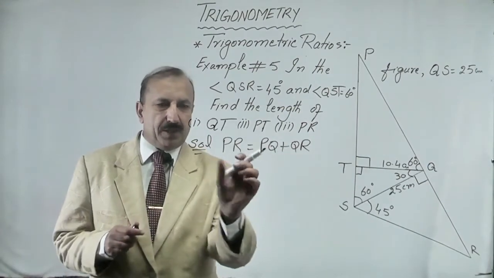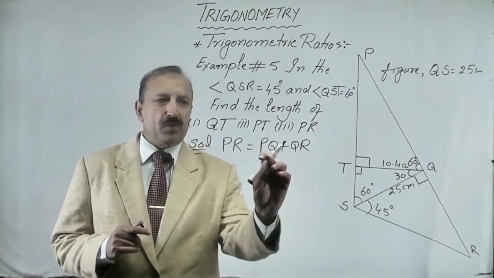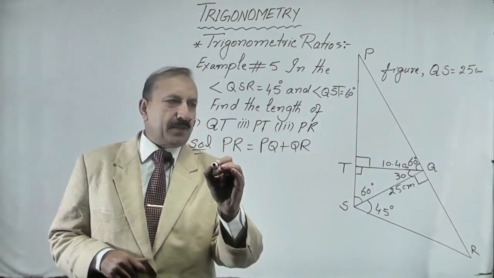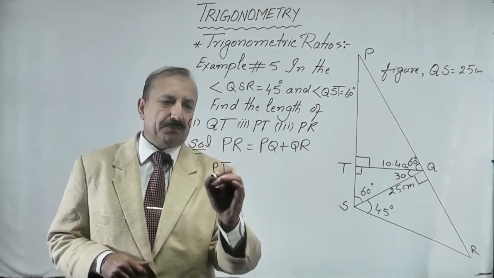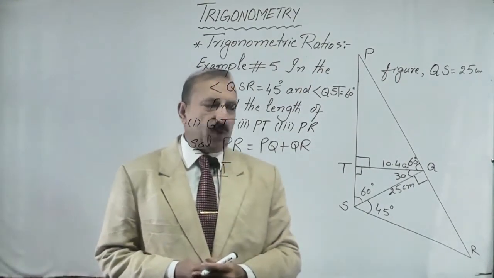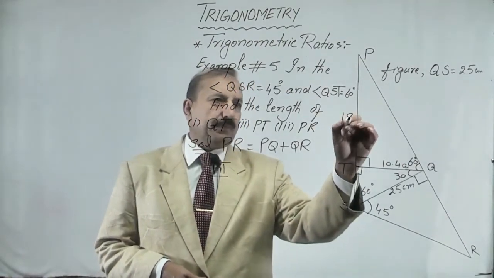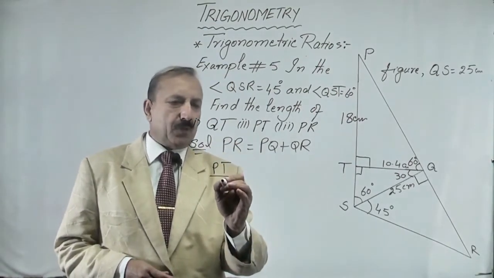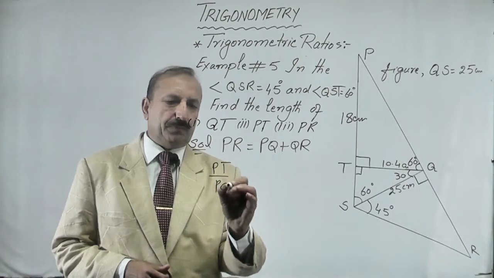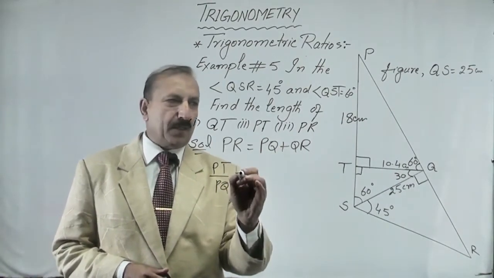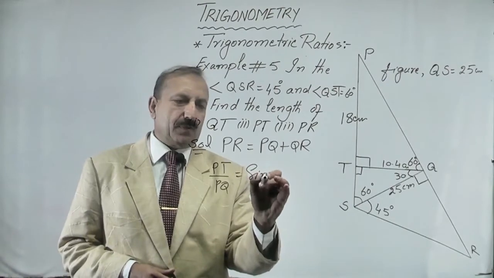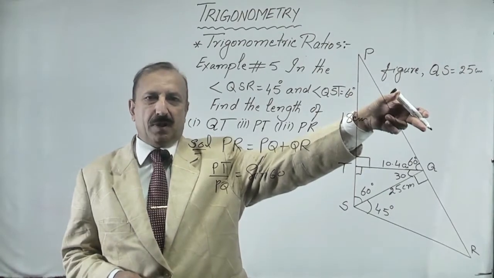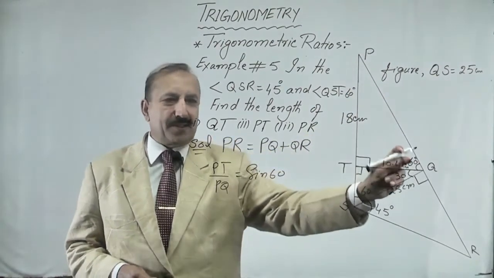So to find PR, as I said, we need to find individually PQ and QR. Let's work for PQ. This is PT, whose value we have found, that was 18. PT over PQ, that is our focus here, is equal to sine of 60 degrees. Opposite over hypotenuse; our focus is to find this hypotenuse, and it is sine of 60.